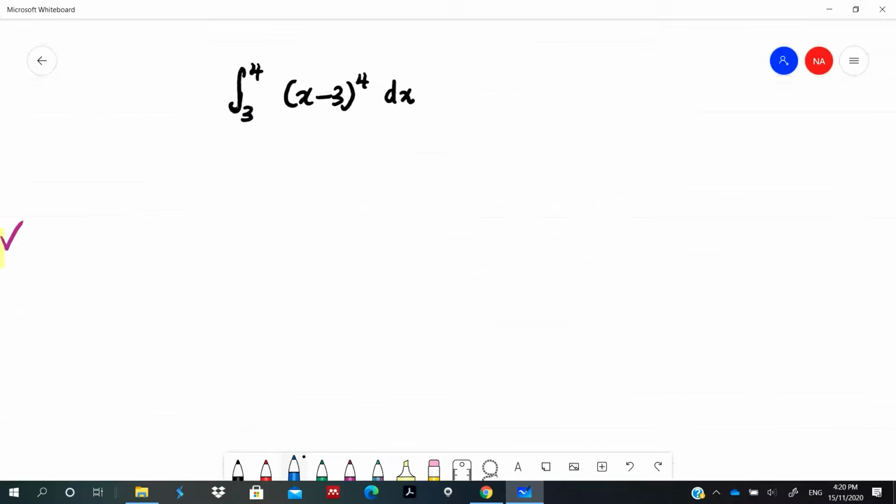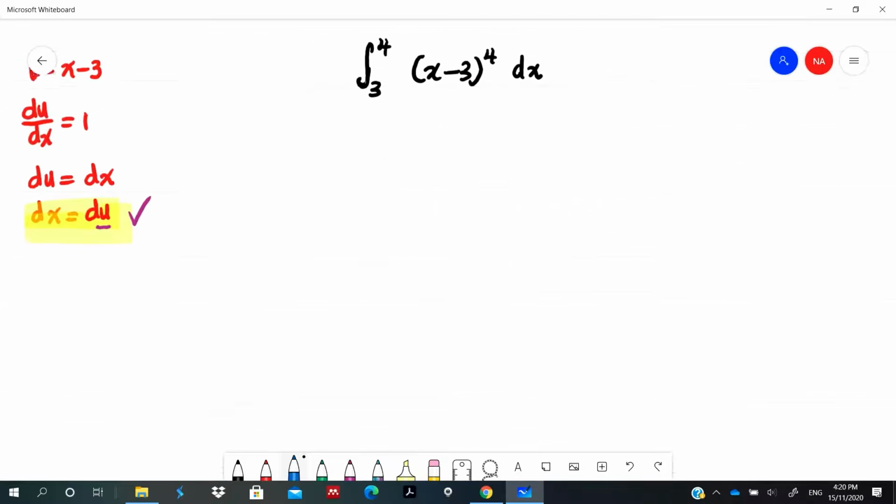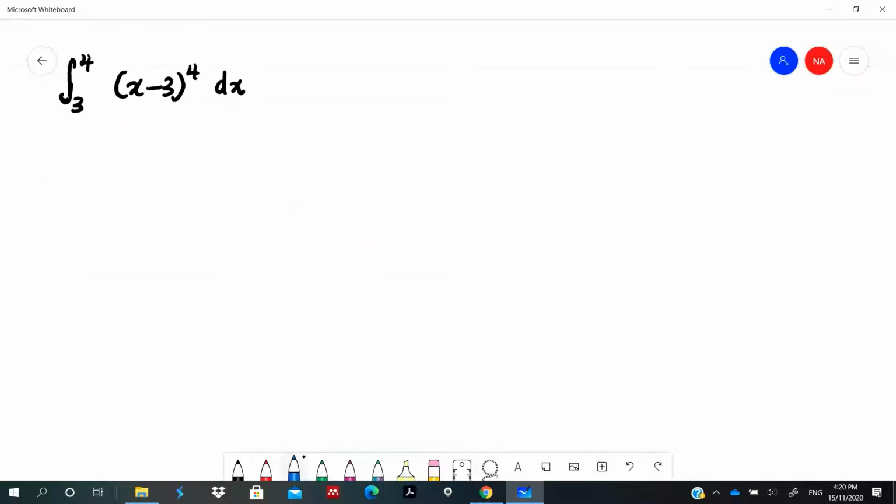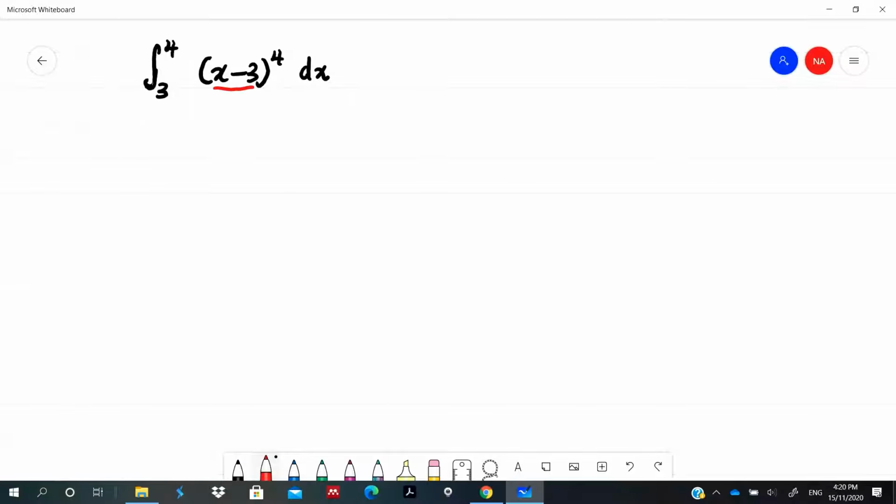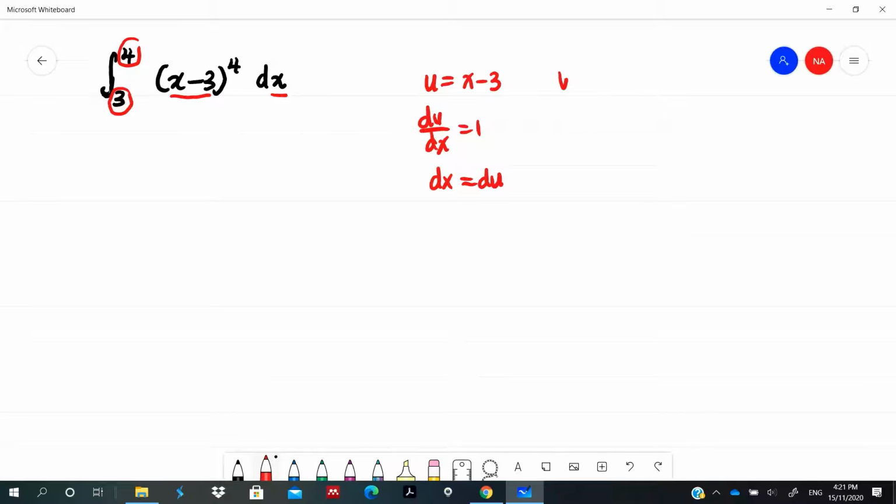But how do we do this when we have a definite integral? It's almost similar. Firstly, we choose u equal to x minus 3. So du over dx is equal to 1, and dx is of course equal to du. But because it is a definite integral, these limits are values of x, because it is in terms of x now. So we have to write this when x is equal to 3. You substitute 3 into this function: 3 minus 3 gives 0.